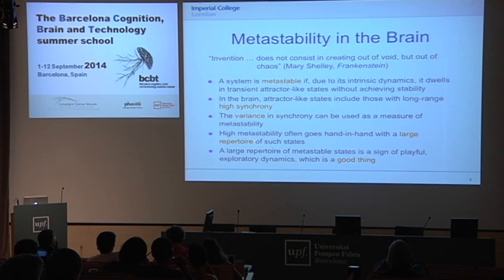The interesting thing is that high metastability often goes hand in hand with a large repertoire of states. This is, I think, how it relates to the quote and the important idea of playfulness in the brain, because if you want a brain that's going to explore a large number of possibilities, which is absolutely essential for learning, then you want something that has a large repertoire of states. So I'm interested in this repertoire. A large repertoire of metastable states is a sign of playful exploratory dynamics, which I would claim, in line with this quote at the beginning, is a pretty good thing for the brain.